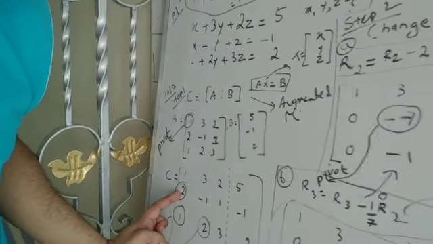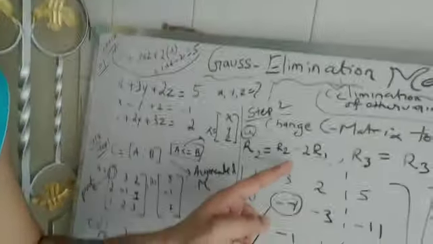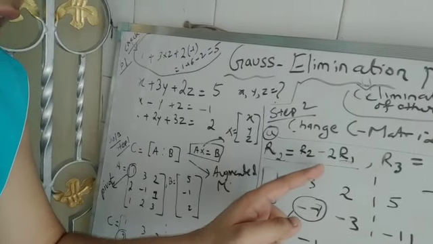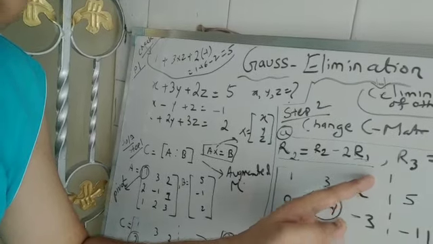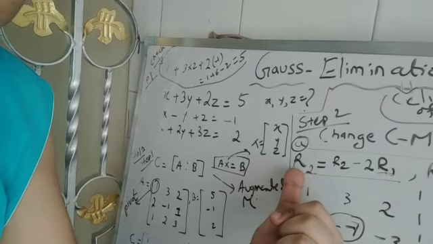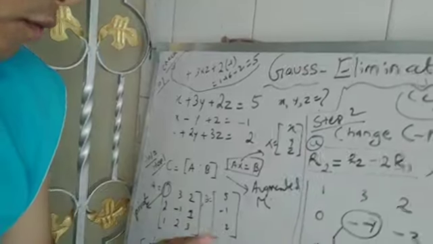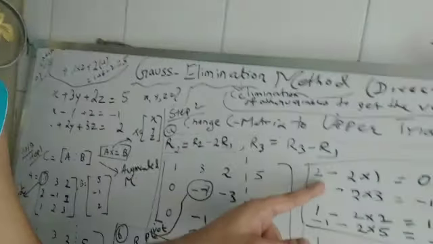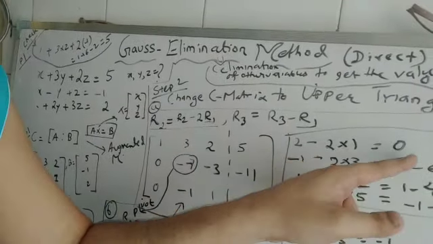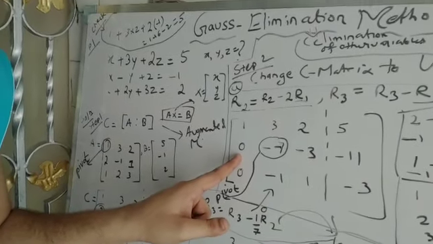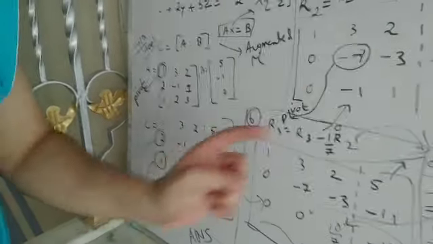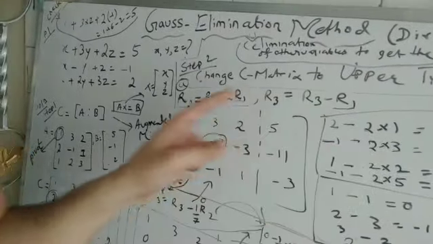So this element will be 0. What I can do is perform an R2 minus 2R1 operation, and we'll change the second row. So what do you get? 2 minus 2 into 1 is equal to 0. This will give the first element of the second row. And for the other elements, what is this element? It is minus 1. So minus 1 into 2R1, right?